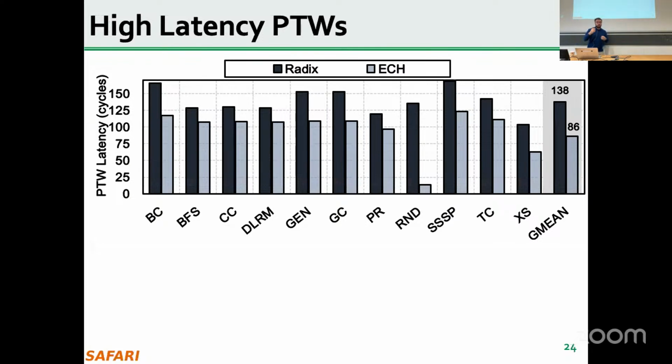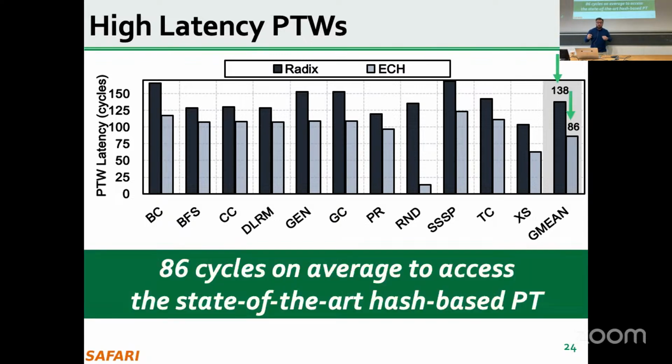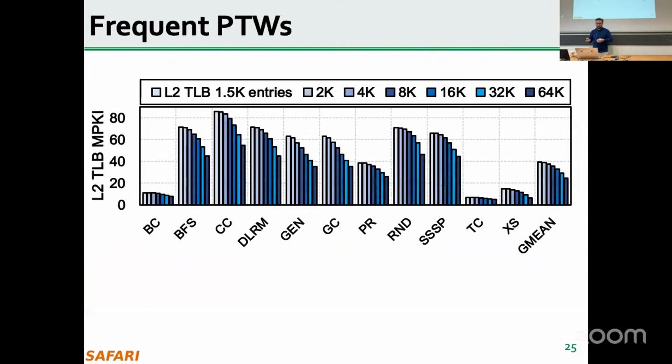In this plot, I demonstrate the page table walk latency across two configurations, the radix-based configuration and a state-of-the-art page table which is used in the literature. And we demonstrate that even with a state-of-the-art hash-based page table, it's not a conventional radix tree, this leads to 86 cycles on average to access it, which means that if I'm missing the L2 TLB, I need to wait for 86 cycles to retrieve my translation.